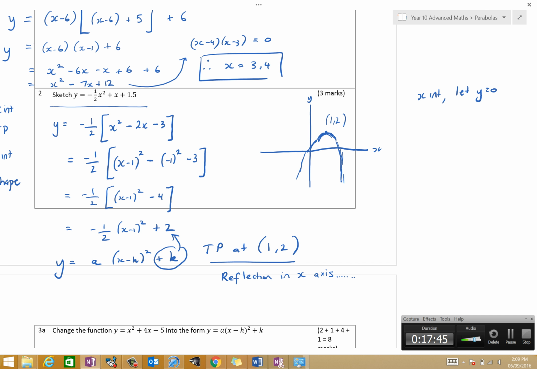So what we're going to do is let this equal 0 in turning point form. We've done the hard work. We don't have long to go. Now, we know by looking at the graph that there are going to be 2 intercepts. So we're going to solve for x. What are we going to do? We're going to subtract 2 from both sides.